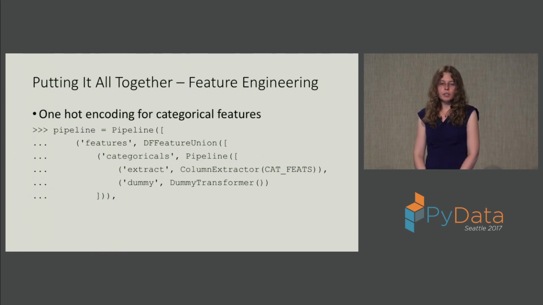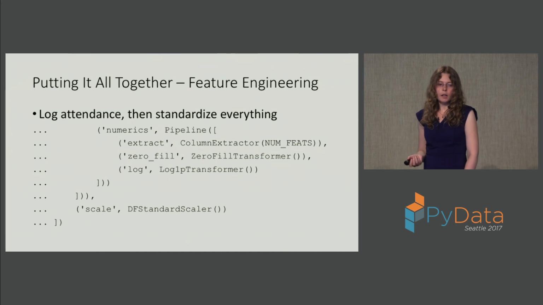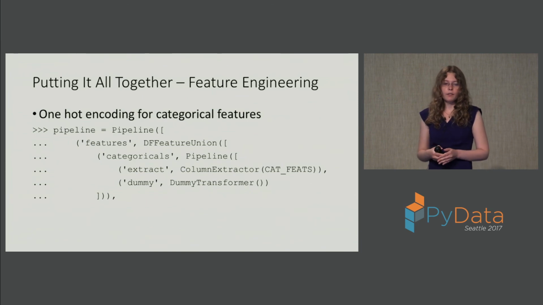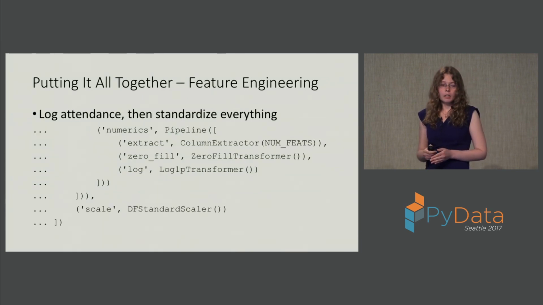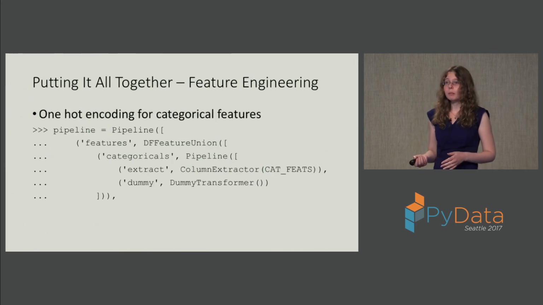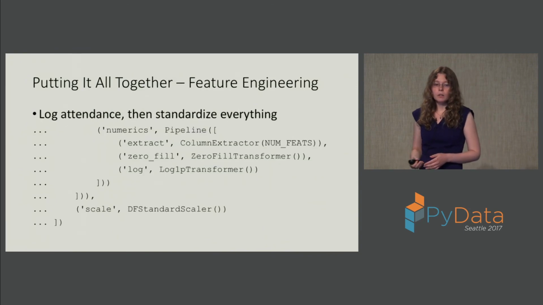Now we'll create our feature engineering pipeline. This pipeline has two components. It has the features, which is a DataFrame-friendly feature union, and the code for that is in the GitHub repo. And the second element is this standard scaler. Inside that feature union, we have the categorical pipeline and the numeric pipeline. In the categorical pipeline, first we extract the columns, and then we apply that dummy transformer. In the numeric pipeline, we extract the columns, we apply this zero fill transformer, which I also wrote, and then apply the log1p.